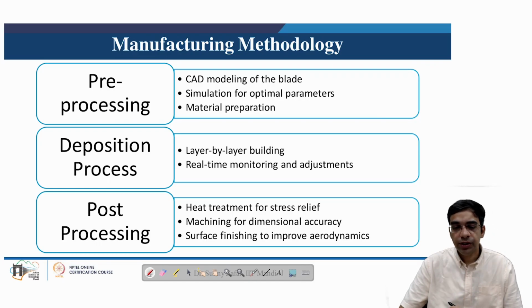The manufacturing methodology here utilizes three steps, which begin with pre-processing. In the pre-processing step, we generate a CAD model of the blade. We perform simulation for optimum parameters, and according to that, material preparation is conducted. After which we come to the deposition process, in which layer by layer building of the component is done. During this process, real-time monitoring and adjustments are also done for the process parameters so that the deposited material is placed properly without any defects therein.